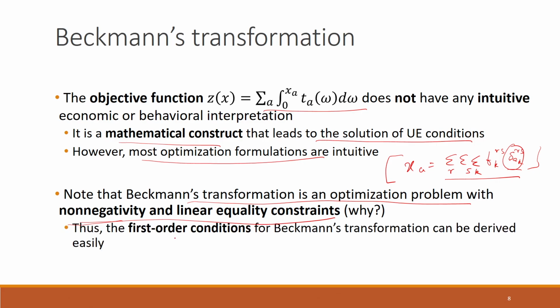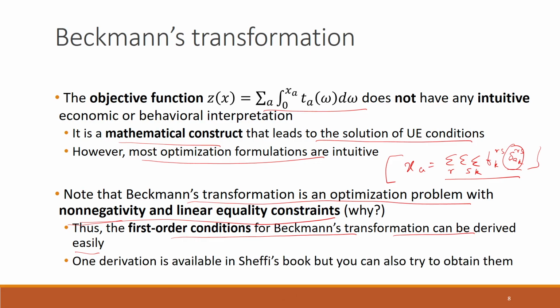So therefore, the first order conditions for Beckmann's transformation can be derived easily. In this course I am skipping that part because it is along the same lines as the first order condition derivation we had seen for optimization problems with non-negativity and linear equality constraints. But if someone is interested, you can refer to Sheffi's book on urban transportation networks, which I am closely following, to see the derivation of how it comes.